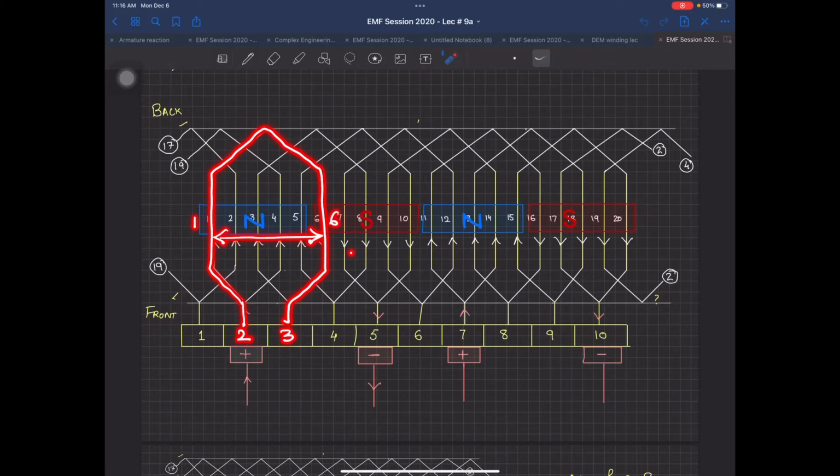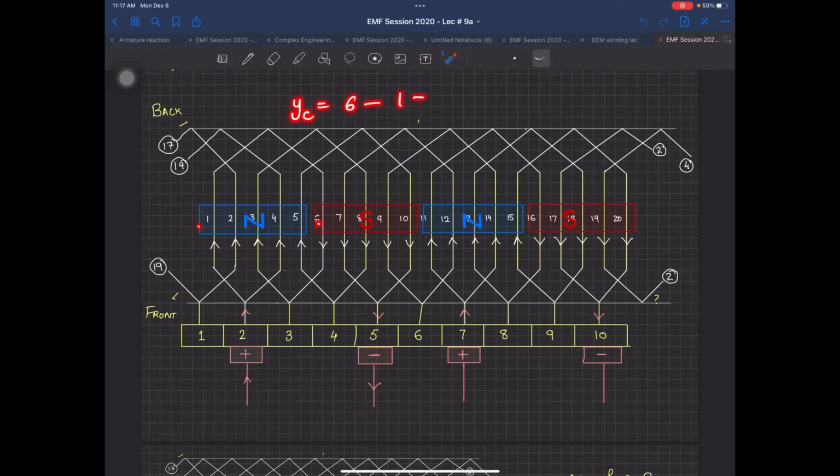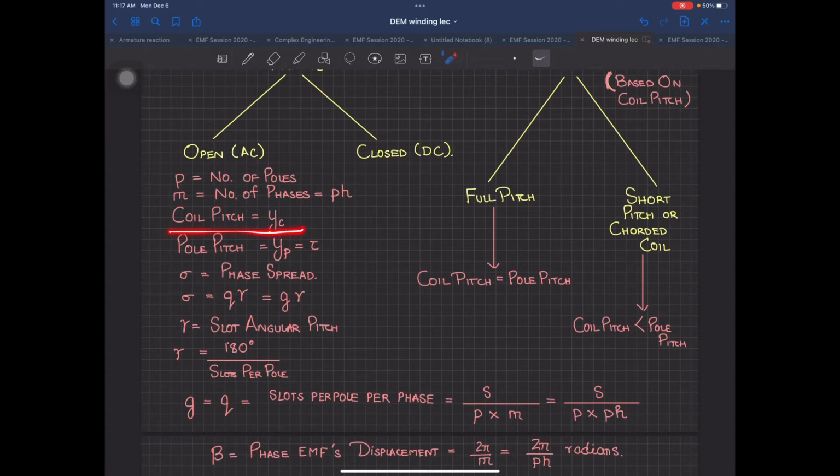So you can count this coil pitch in terms of number of slots, or you can count it in terms of some units, millimeters or centimeters or whatever. But very importantly, because this is a machine in which you are having 20 slots, it's better to count them in number of slots. So you can count this one as from 6 to 1. So the coil pitch for this case comes out to be 6 minus 1, 5. So this means coil pitch is actually the distance between the two ends of the coil, measured in terms of number of slots.